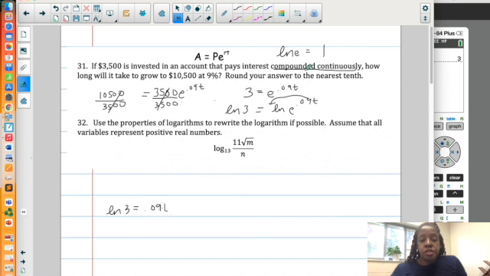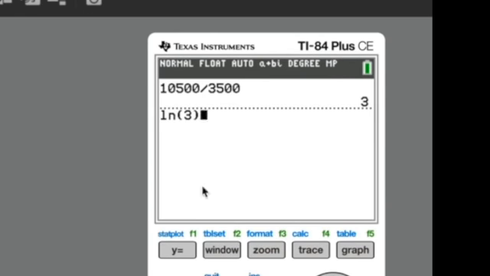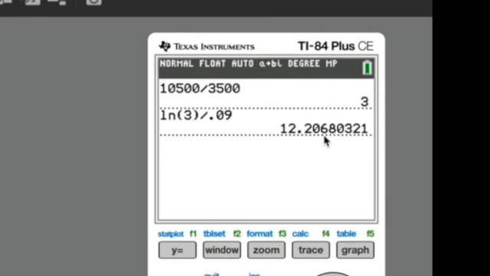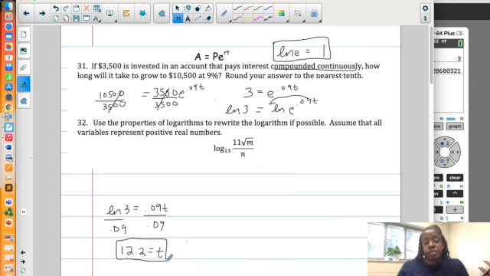And as I've already told you, the ln of e is 1, so there's no need to even write it down. Now we just divide by 0.09, and that'll tell us how long it takes for this amount of money to grow to $10,500. So the ln of 3, close your parenthesis, divided by 0.09. It's going to take 12.2 years. I might start saving a little bit if I were you, if that was my money. But that's how long it's going to take, 12.2 years.